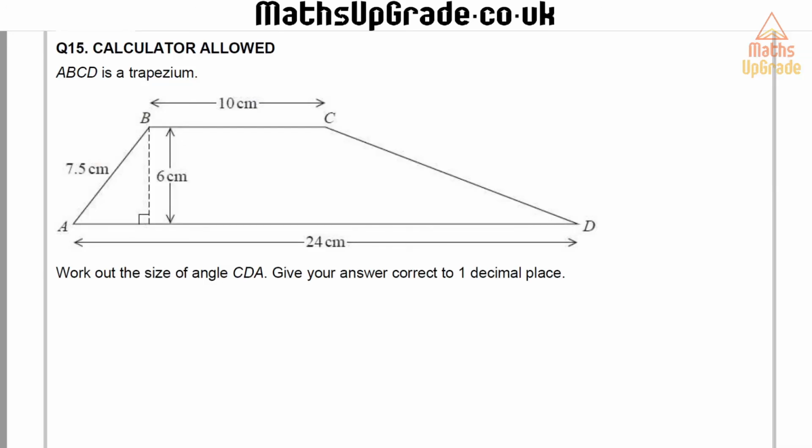Okay, question 15. So I'm given a trapezium here, and I have to find the size of angle CDA. So CDA is this angle here. If I give my answer correct to one decimal place, then I'd get 5 marks.